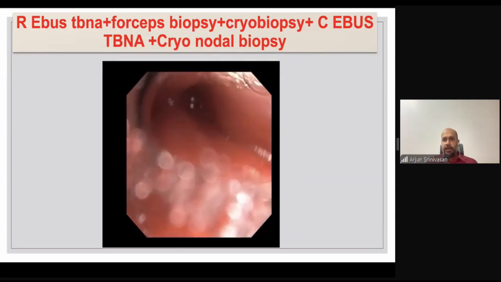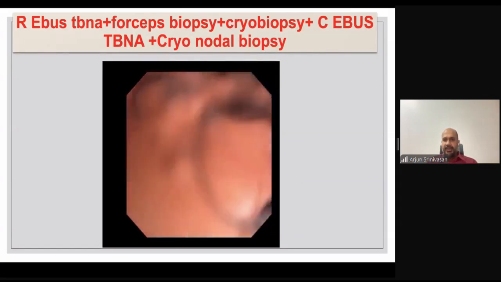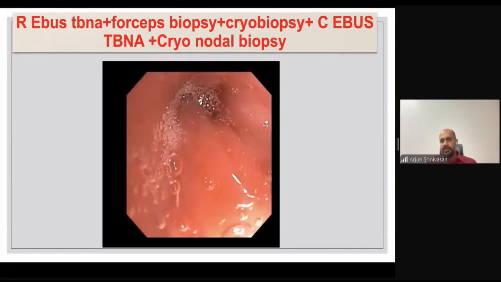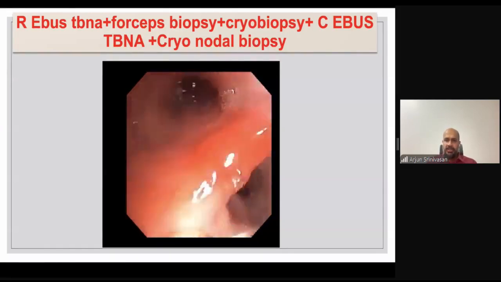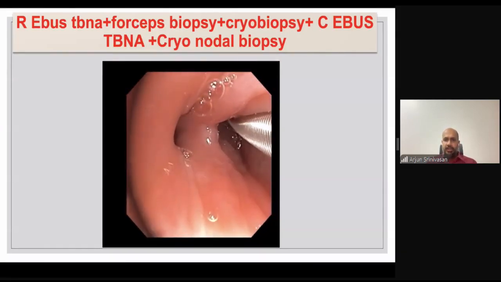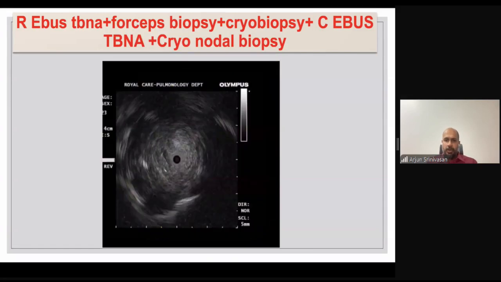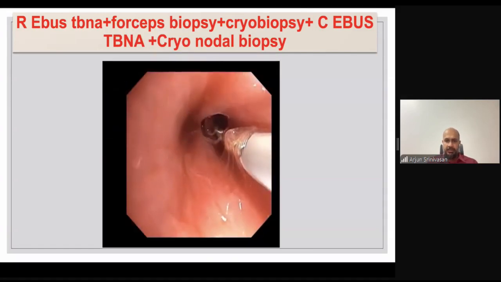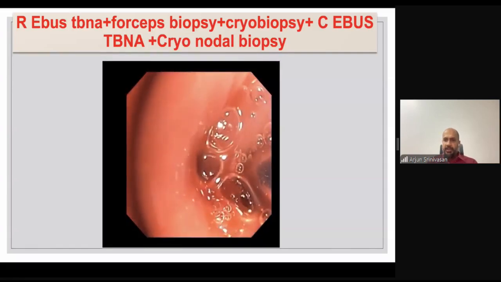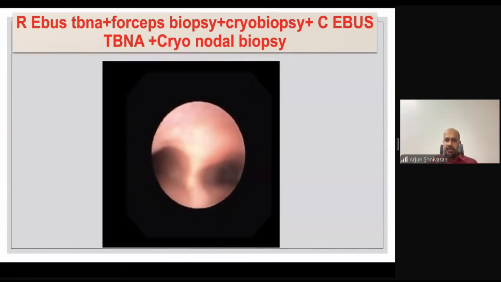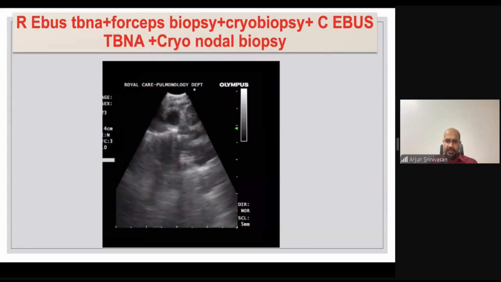You can see that this is the middle lobe, and we are trying to see whether we are able to localize the lesion. Seems to be a pretty large lesion, so it should be quite easy to localize. And you can see that this is more like a target sort of lesion, right in the center. We do a TBNA of the lesion, as well as a biopsy of the lesion.